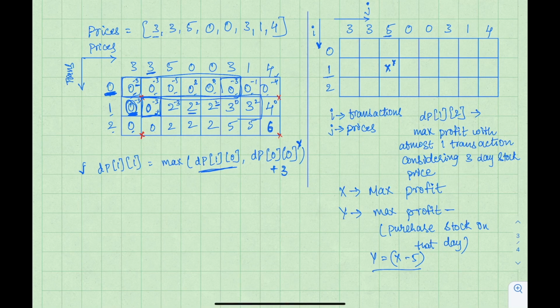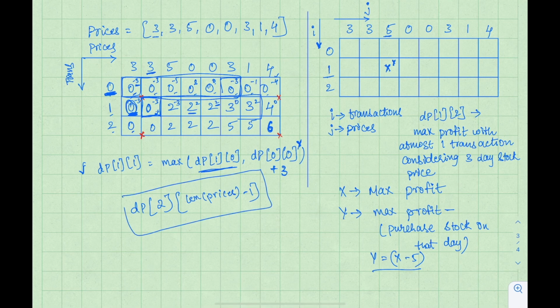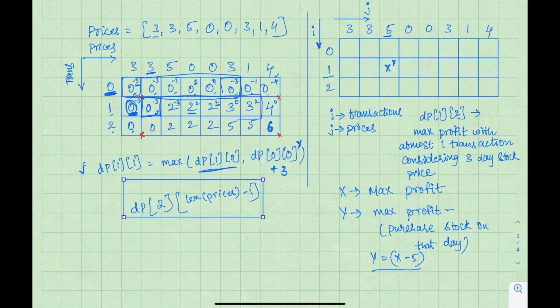So what are we going to return? Return the last element. So dp of 2 and length of prices minus 1. So this is what we are going to return. Okay. So I hope it is clear from this explanation. If you did not get hold of this one, try to look into this one more time, so you will get a better understanding. So let's quickly code this up.